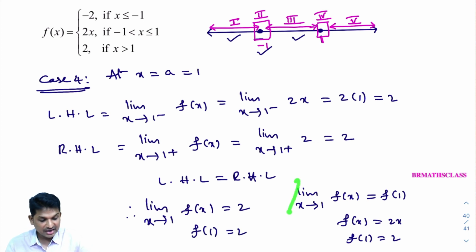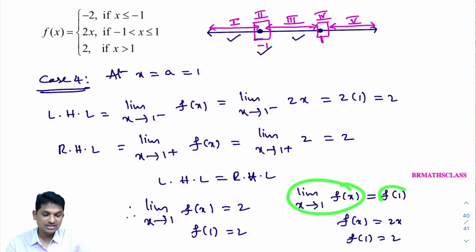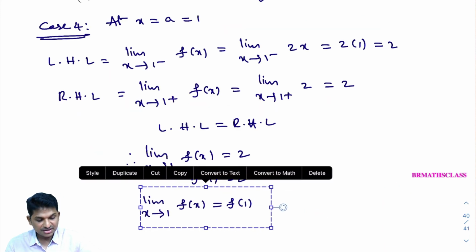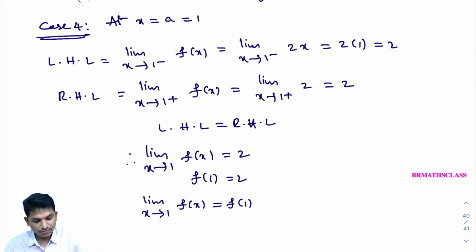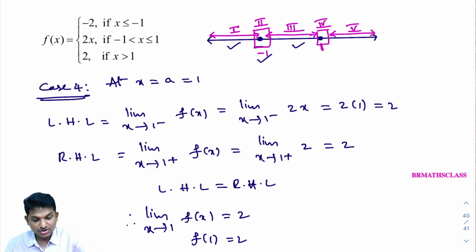Look here. I calculated this, I got 2. I calculated f of 1, that is also 2. So can I say that these two are equal? Yes, we can say. So limit x tends to 1, f of x equals f of 1. Therefore, f of x is continuous at x equal to 1. I checked continuity at 1 and I got that it is a continuous function.